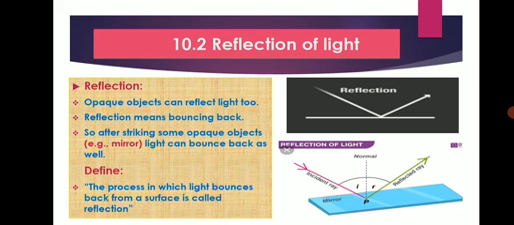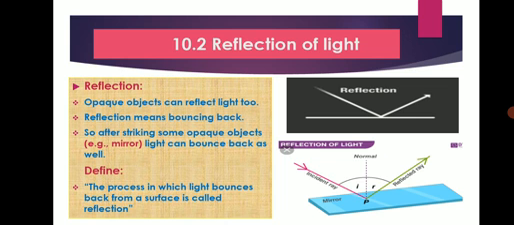Then the next topic we will discuss is reflection of light. Now what is reflection and which objects will reflect the light ray? The opaque objects will reflect the light. Reflection basically means bouncing back. When you hit a ball on the wall, what will happen to the ball? The ball will be bounced back. The ball will come back to you.